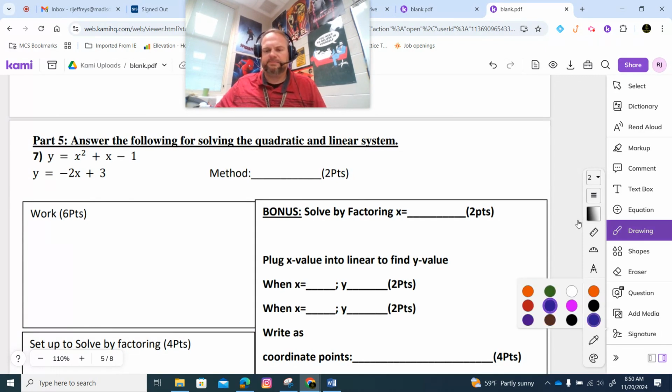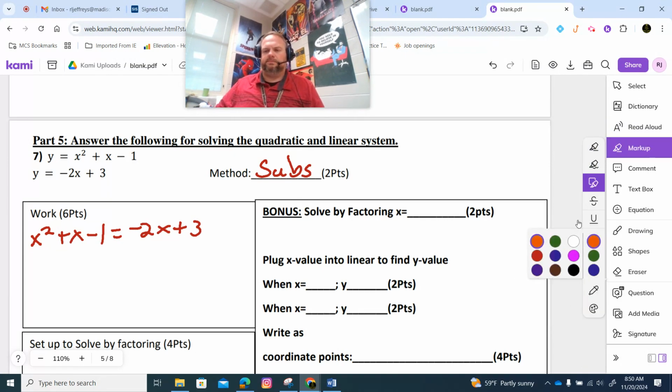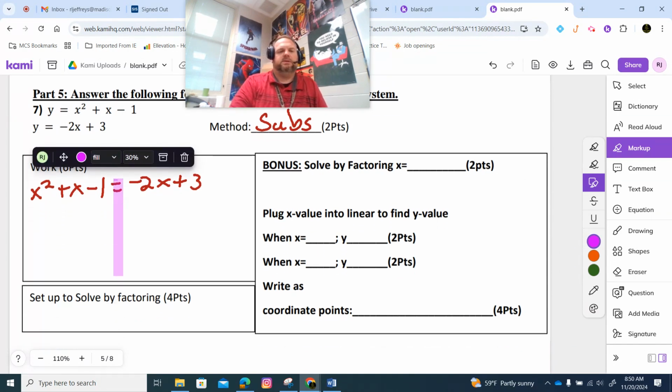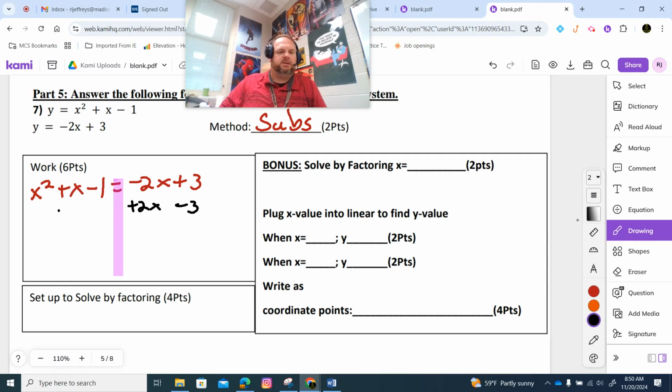Now part 5. There are lots of different methods. So we're going to start right here. We're going to do substitution here. That's where we're going to set them equal to each other. Do our little equal sign, so we're good. Now we can actually move everything over at the same time.